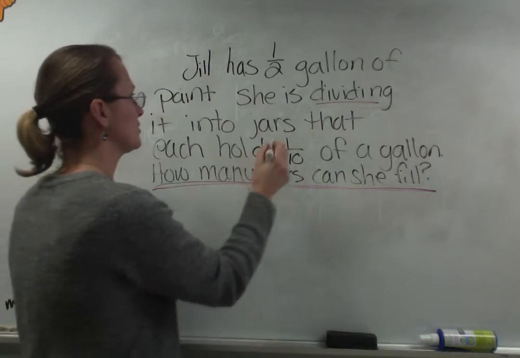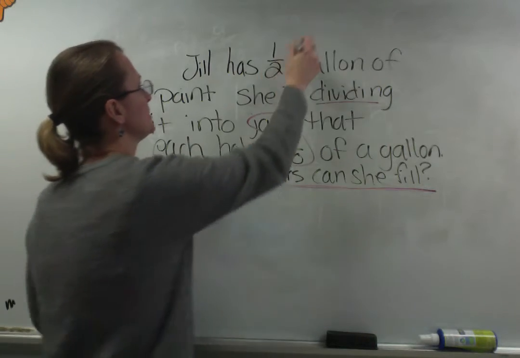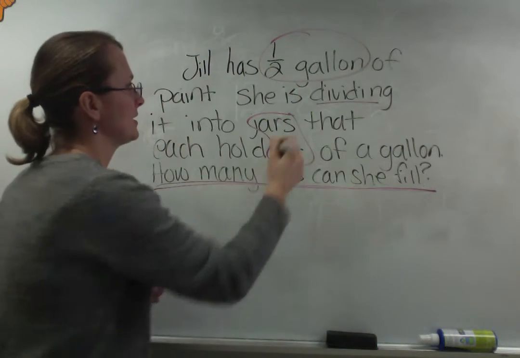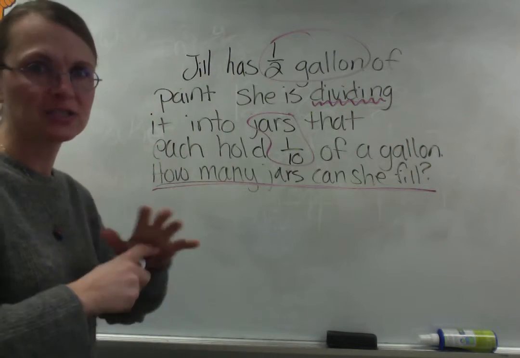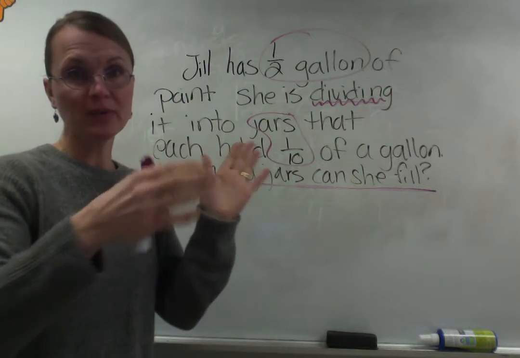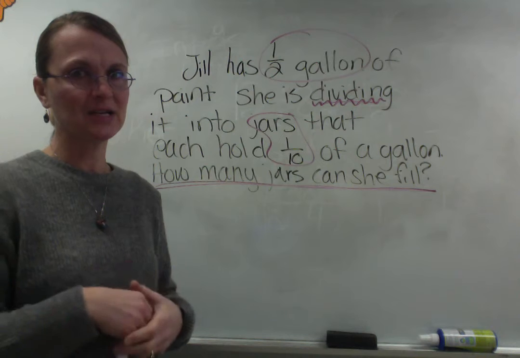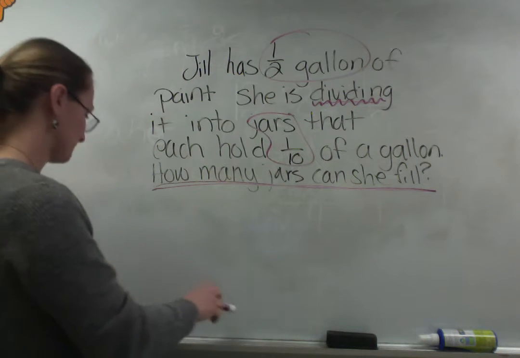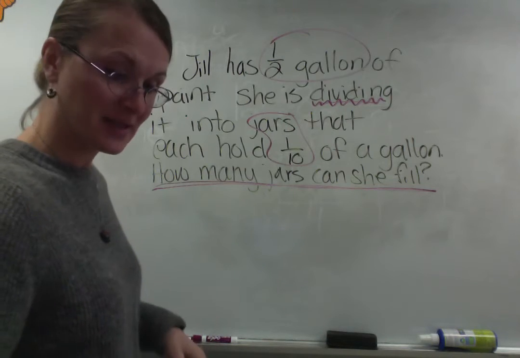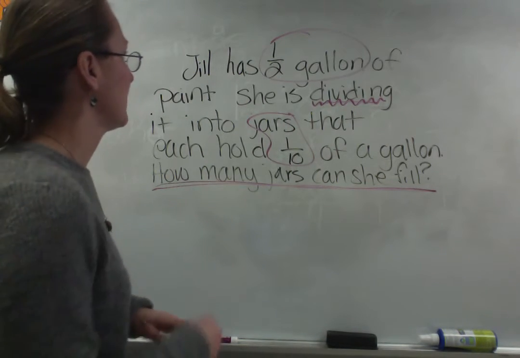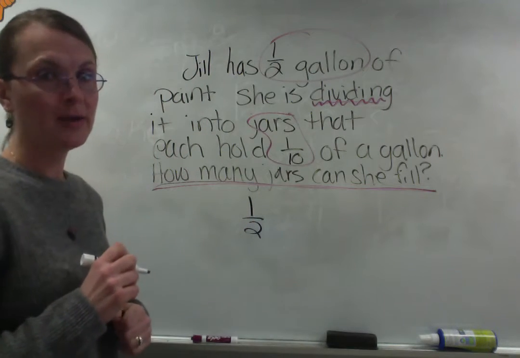What do we know about the jars? The jars hold 1/10 of a gallon, okay? And she's dividing a half a gallon of paint, all right? And here's our important word that's letting us know our operation. It's telling us right here she's dividing it up. So whenever you put something in groups, you split something up equally, you're dividing. So it's really important to pay attention to that when you're dealing with fractions. So we're going to ask ourselves, what is being split? The thing that is being split is the paint, all right? So that fraction that represents the paint is going to go first, okay?